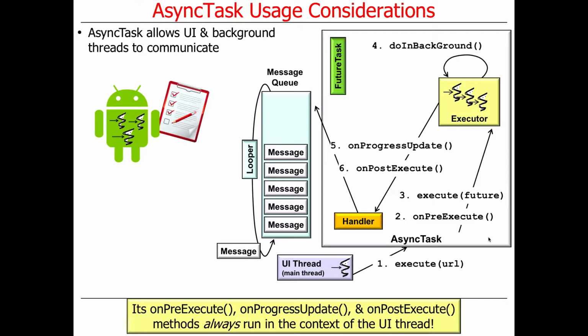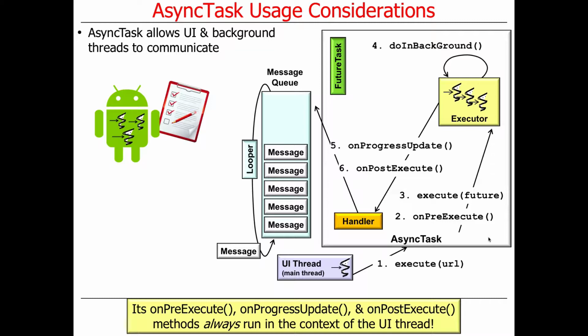So here's a couple things to remember. The first thing to remember, async task, its primary purpose in life is to allow computations to run in the background and to make it fairly simple to communicate from the foreground to the background thread, or more specifically from the background thread to the UI thread or the foreground thread. That's the main thing it does. It makes that communication very simple.